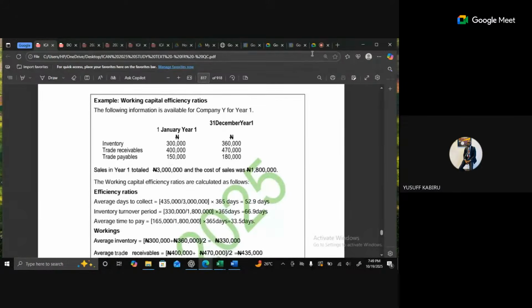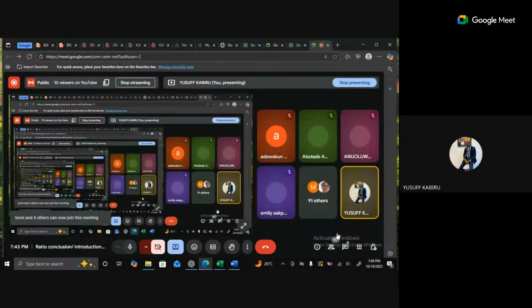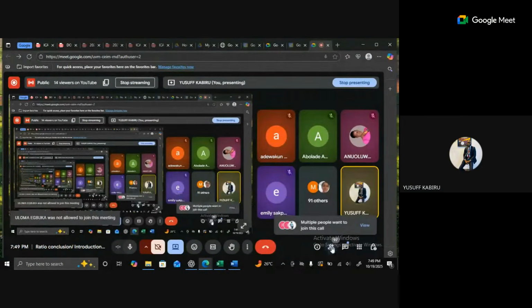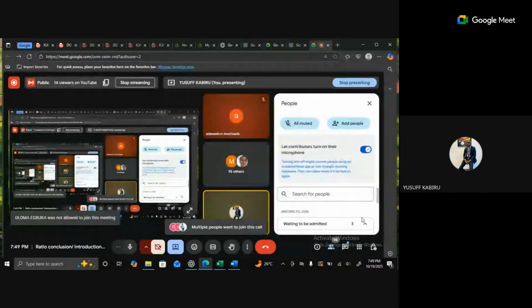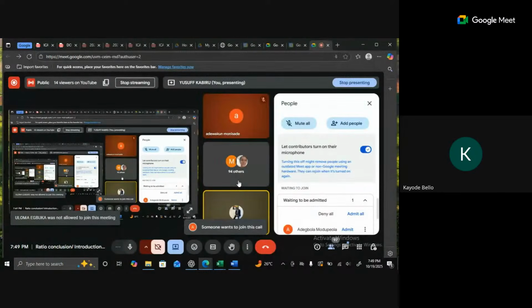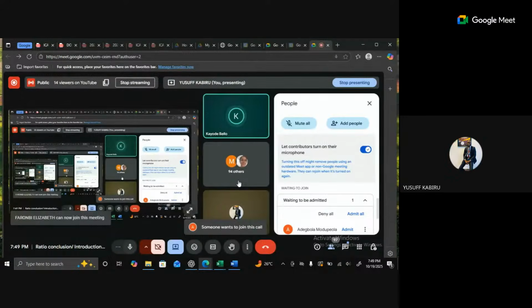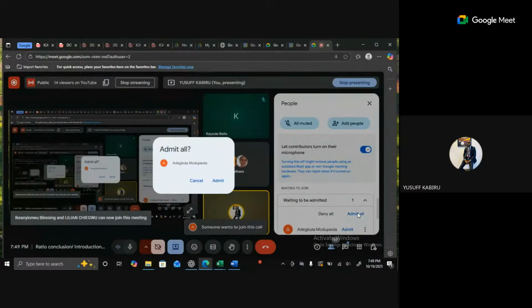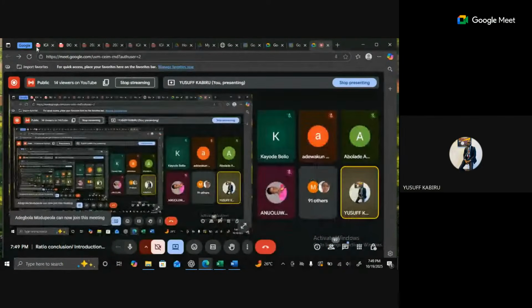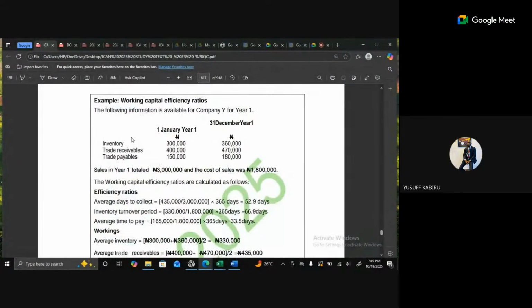Let's move forward. Let me check if there's anyone to admit. Yeah, there's someone to admit. So let me quickly admit them. Please, your screen is not showing again. After admitting them, you can share again, please. Yes, I'll go back to the screen now. I'll go back to that place. Yeah, so we are back.